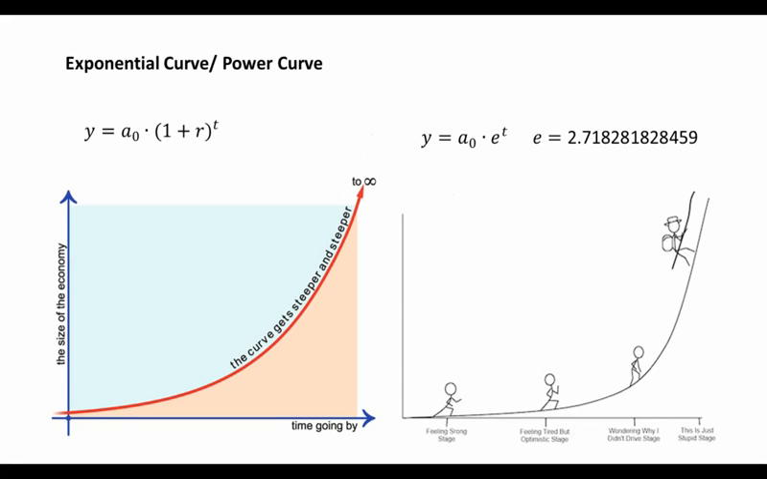For its potential curve, if we do it, then it will become quite different. Why do I say so? Can you see the formula here? This is what we call the exponential curve.